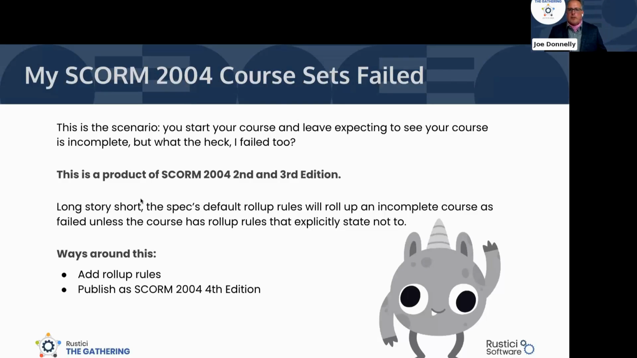I probably should have moved this one up to when I was talking about status pairs, but this is something that's come up pretty frequently. My SCORM 2004 course says failed. So this is mainly for my friends using third edition of SCORM 2004, but we run into it with second edition as well. Long story short, the specification's default rollup rules say that if a course doesn't set success, so it doesn't set passed or failed, and you're using this standard, it's going to roll up a failed.